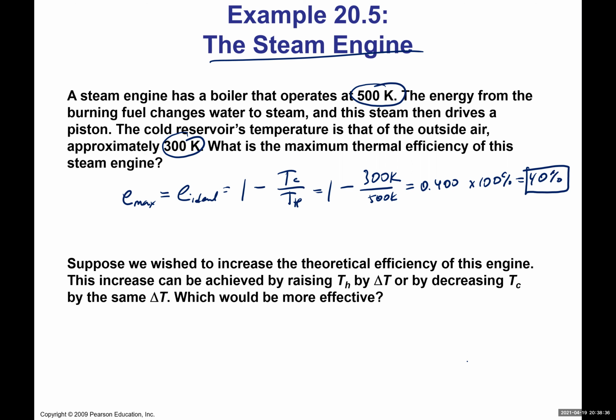Now, suppose we wish to increase the theoretical efficiency of this engine. This increase can be achieved by raising T_H by some delta T or by decreasing T_C by some delta T. The idea here is that the efficiency will increase if the difference between T_C and T_H is higher. If you make T_H higher and T_C even lower, you have a much bigger difference between the two reservoir temperatures, and efficiency increases. Now the question is, which one will be more efficient? Okay, so let's see what we have.